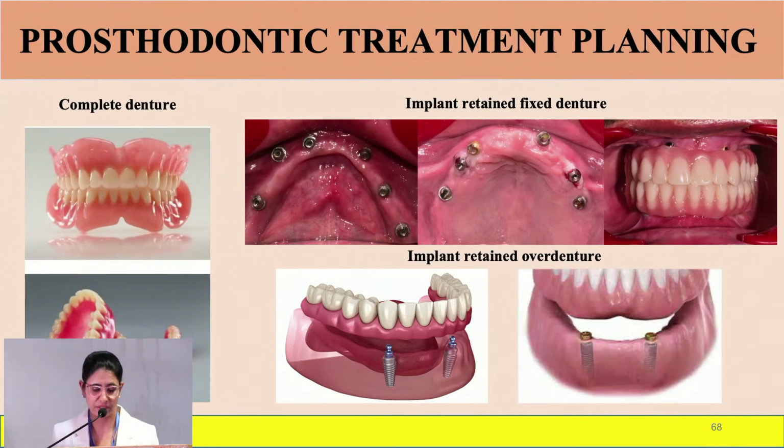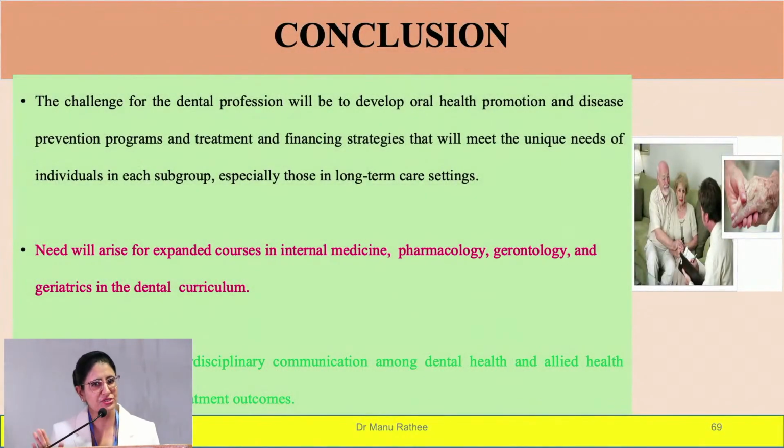Implant-supported overdenture is another modality, provided that the clinical examination reveals the patient is suitable to be taken up for the surgery. So we can give the complete denture, the implant-retained overdenture, or the implant-supported complete prosthesis. So these are the treatment options available for geriatric patients who are edentulous.